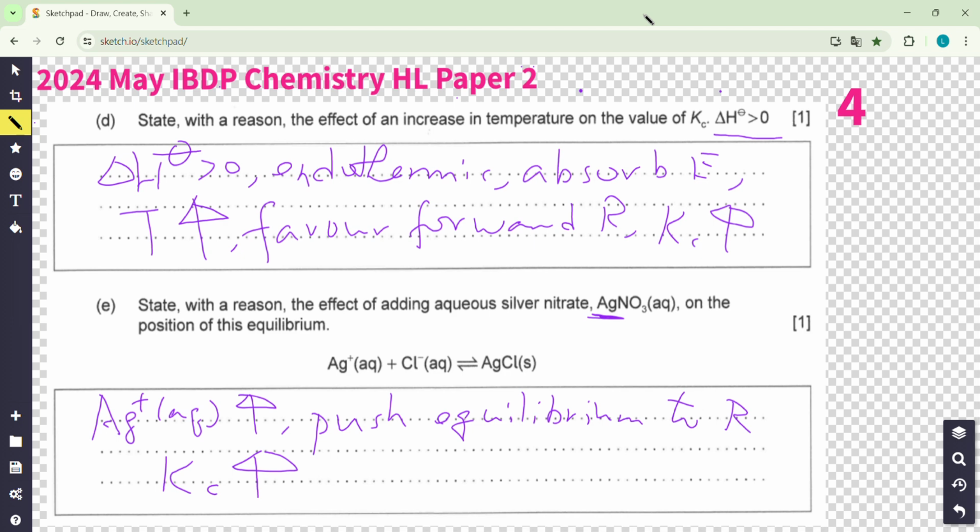Fairly important concept in equilibrium constant, and I'm sure you know how to do it, right?